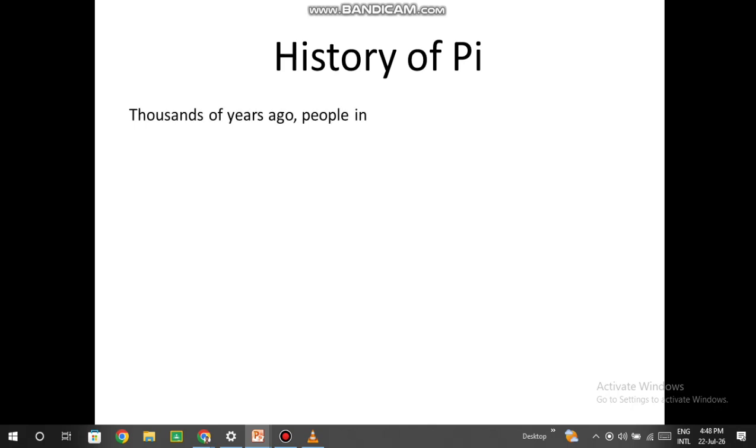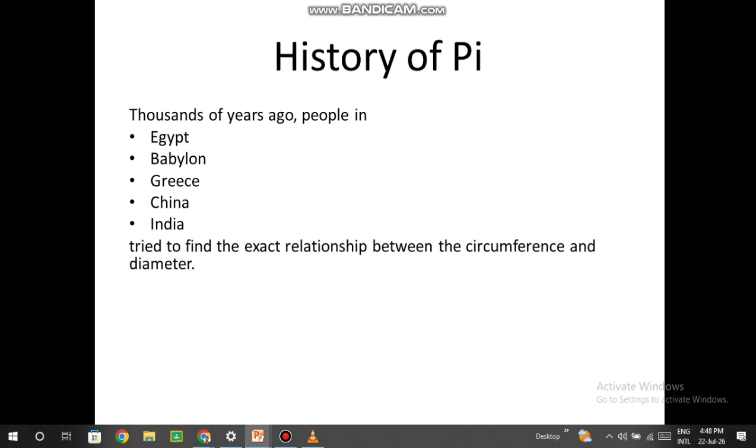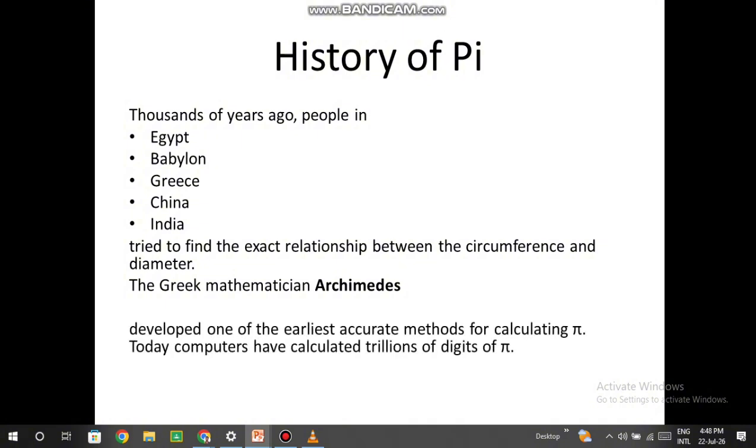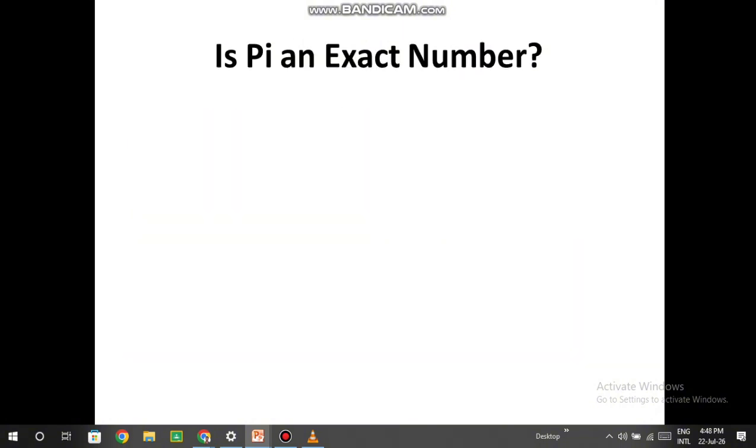Now the history of pi, let's discuss the history of pi. Thousands of years ago, people in Egypt, Babylon, Greece, China, India tried to find the exact relationship between the circumference and the diameter. The Greek mathematician Archimedes developed one of the earliest accurate methods for calculating pi. Today's computers have calculated trillions of digits of pi.